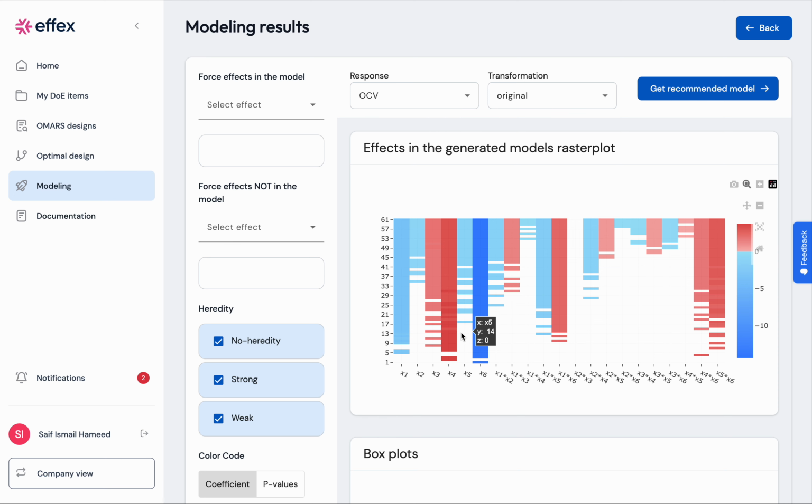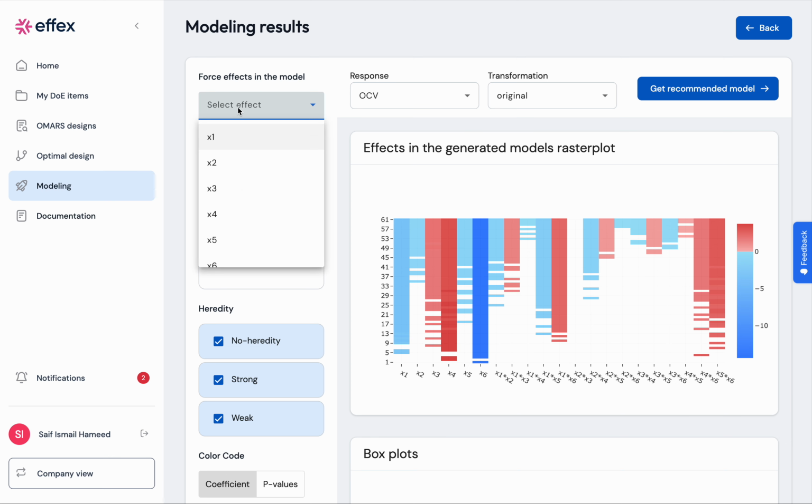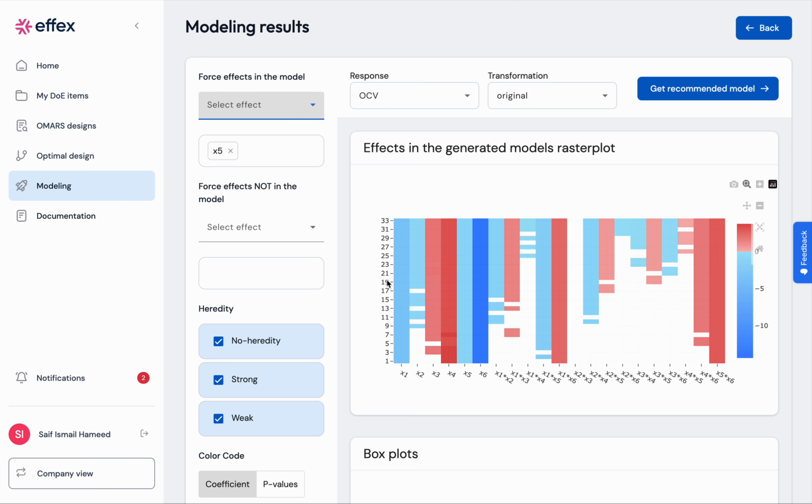So if we consider the main effect of x5 as our prior knowledge that it must always be present because we think that it does indeed have an effect on the response, what we can do is click on this drop down over here, force effects in the model, and click on that effect. And now your results are filtered in this chart and the subsequent charts too, and we only look at models where that term is present all the time.